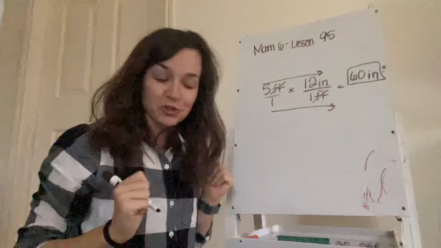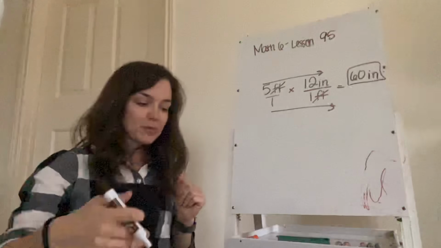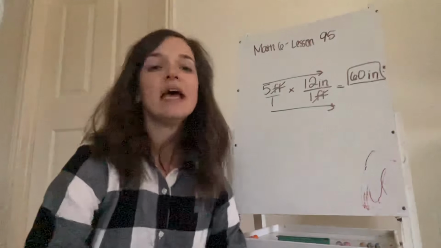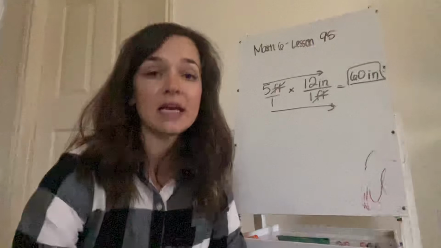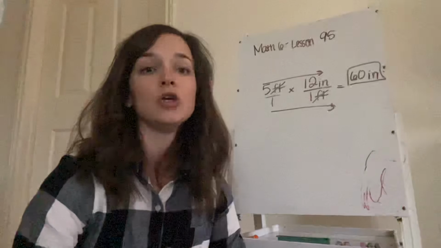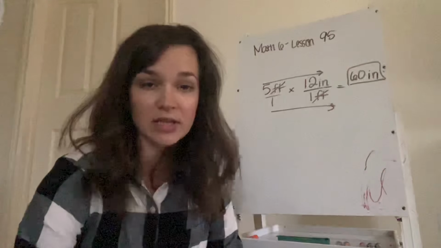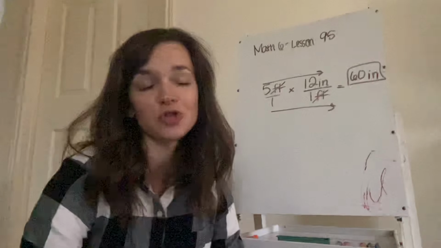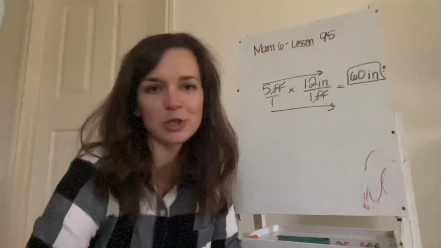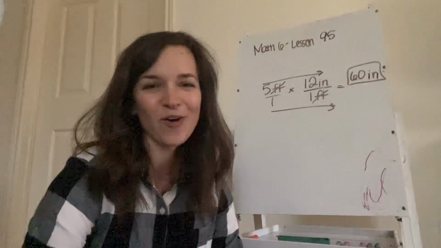So now you can go do your homework on it. Just remember the main thing here in this lesson is canceling or cross-simplifying units, just like you've learned to do with numbers, but now you're paying attention to it with units so that you make sure that your answer is in the proper units. So that's it.